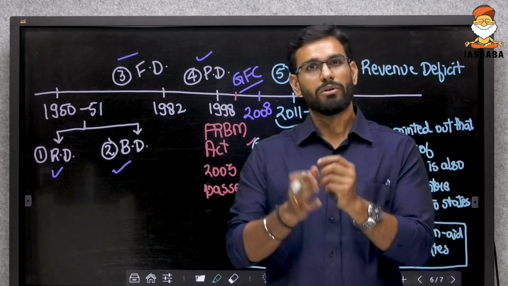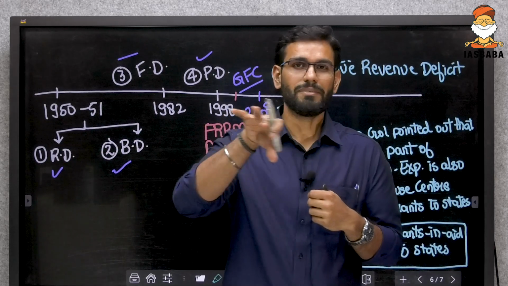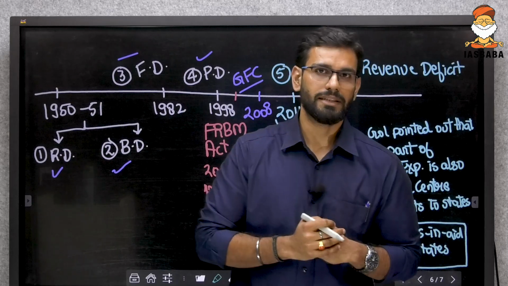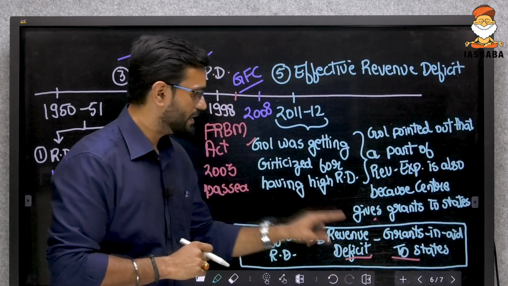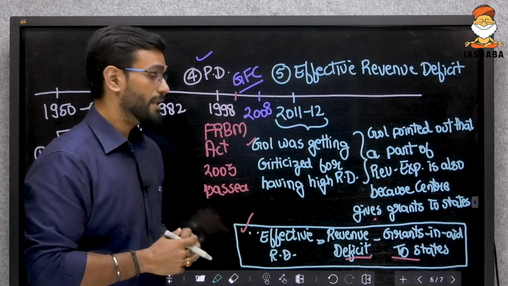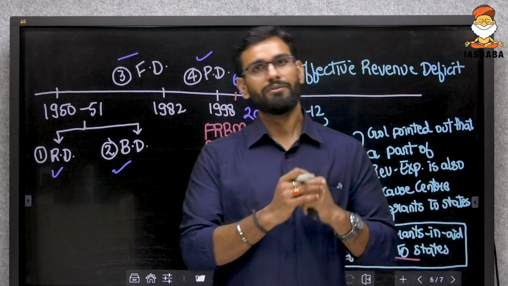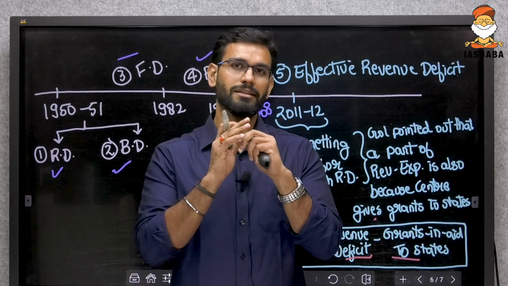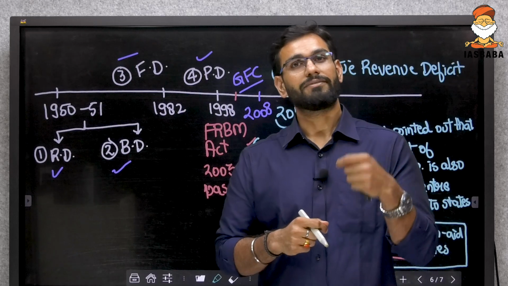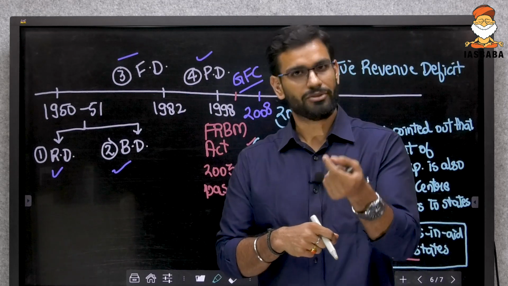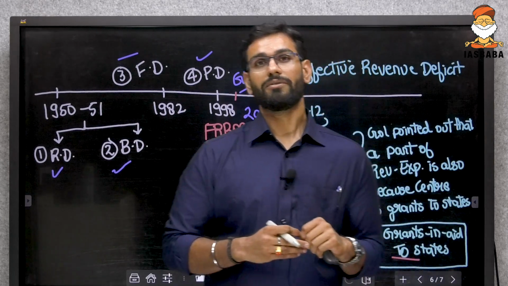Those grants, some of it also is used by the states to create assets. So please exclude that money which I am directly giving to the states, which is why grants to the states are excluded from revenue deficit, and that gives us what? Effective revenue deficit. For example, if revenue deficit is 10 rupees but effective revenue deficit is 0 rupees, it means the government is performing perfectly fine. But if revenue deficit is high as well as effective revenue deficit is also high, it means the government really does not have any money for meeting day-to-day expenses. So these are the different types of deficits.